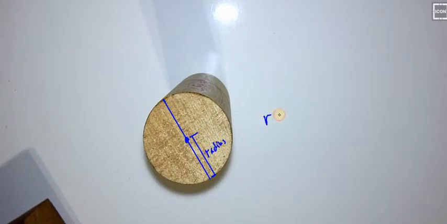So basically, the radius is equal to the length of the diameter divided by 2, because we can get 2 radii in one diameter. So if we know the diameter, the distance from one end through the center to the other end, then it's easy for us to find the radius.